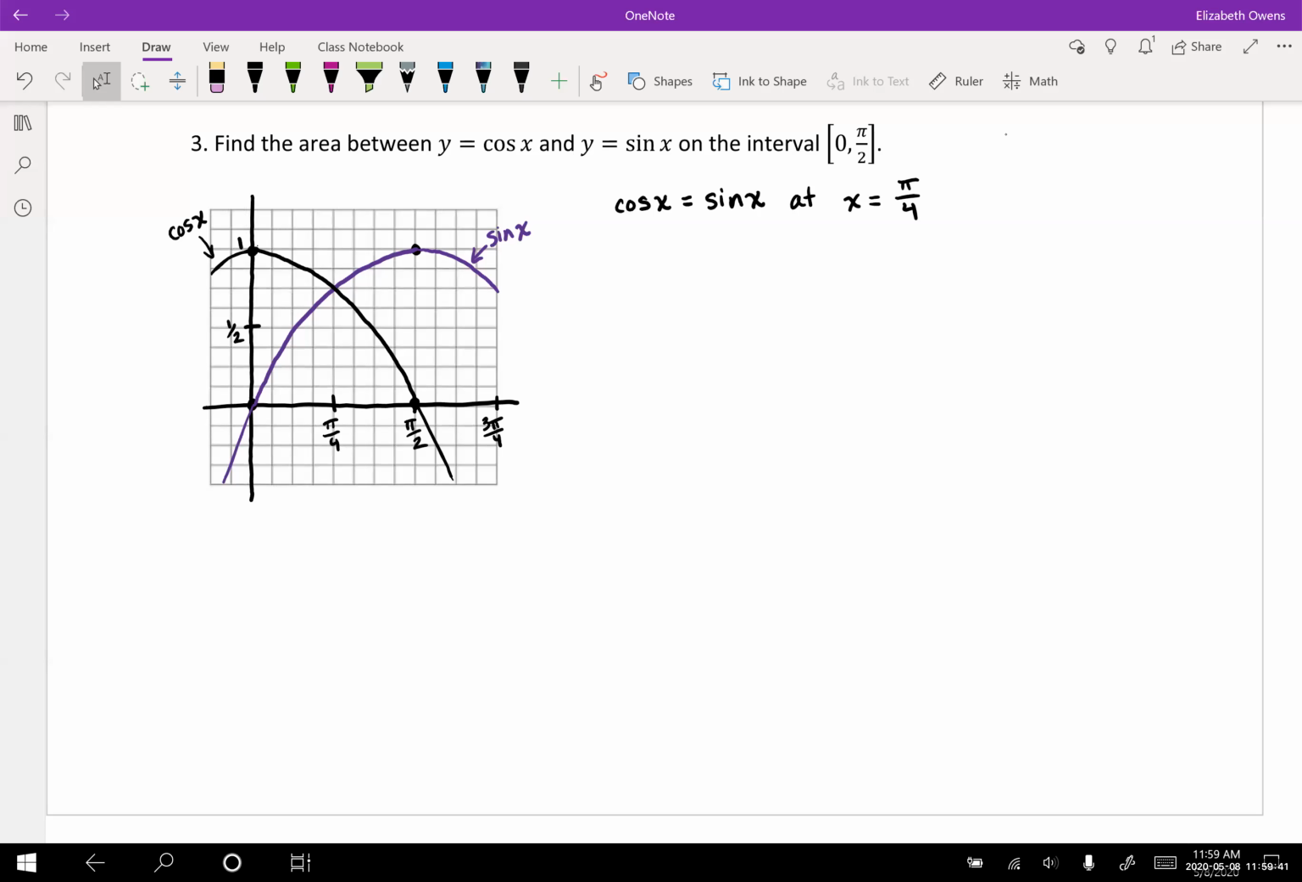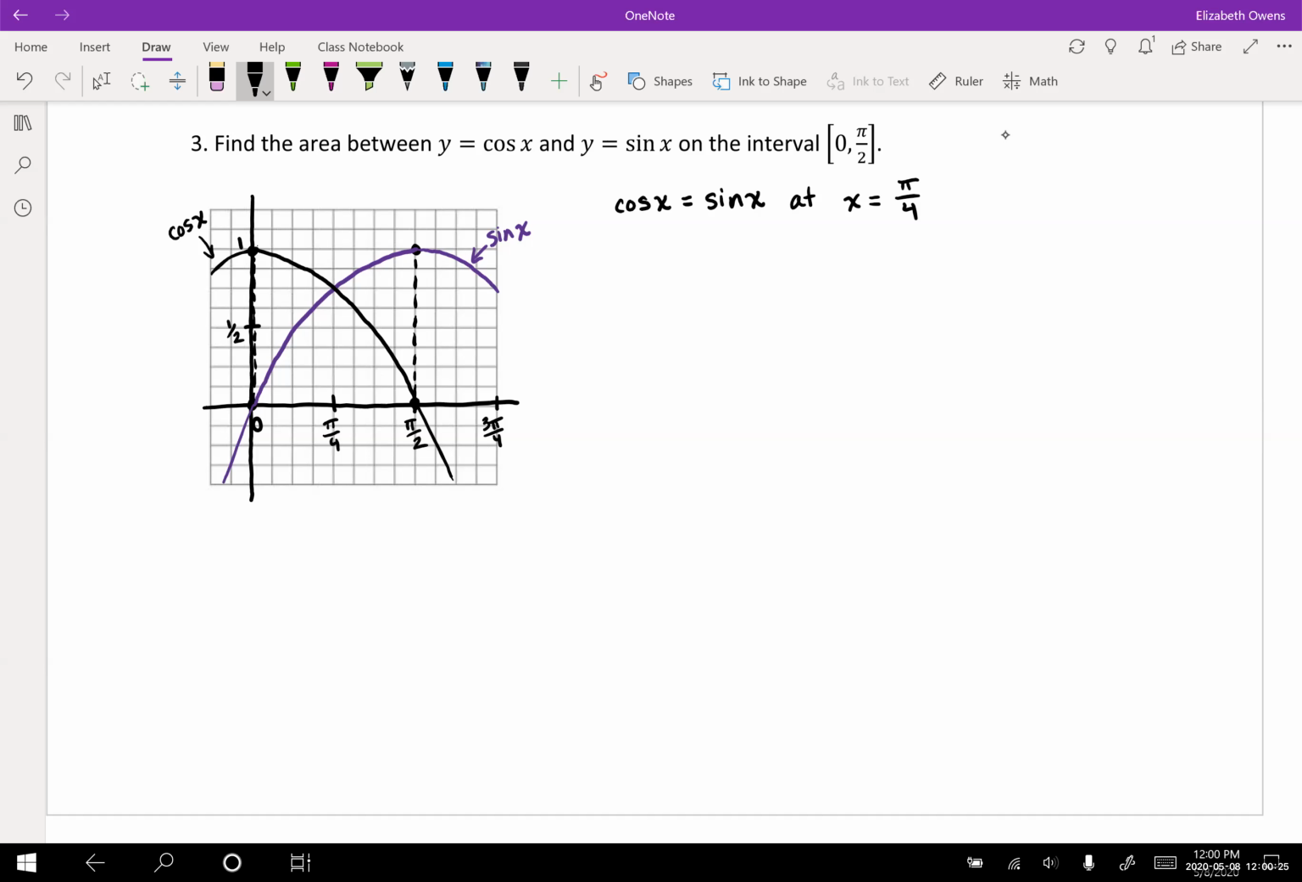Okay, so in the axes here, you can see I've graphed the cosine function and the sine function. They're not necessarily the most accurate graphs, but we know cosine starts at 1 and then goes down to a value of 0 when x equals pi over 2. And sine does the opposite thing. It starts at 0 and then curves up to a value of 1 when x equals pi over 2. So we are going to be looking at the area trapped between those two curves on this interval from 0 to pi over 2.